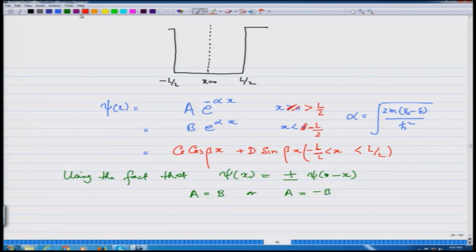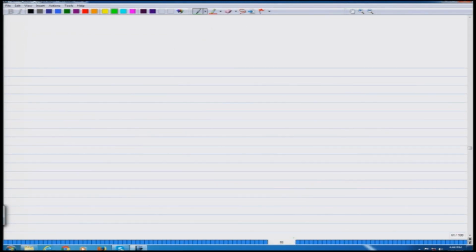A equals B would give me symmetric psi, that is psi x equals psi minus x, and the other one would give me antisymmetric psi, that is psi x would be equal to minus psi of minus x. So, let us focus on them one at a time. So, let us take A equals B, that is I am taking symmetric psi.